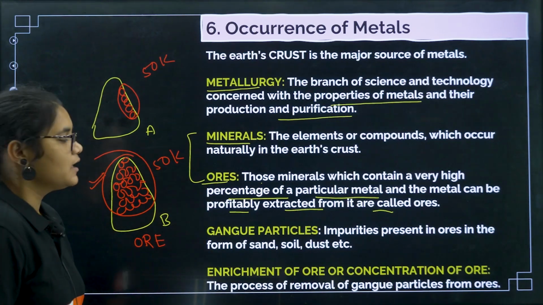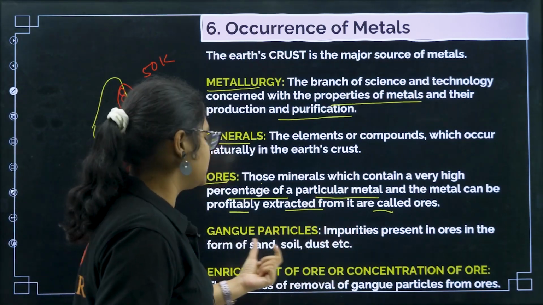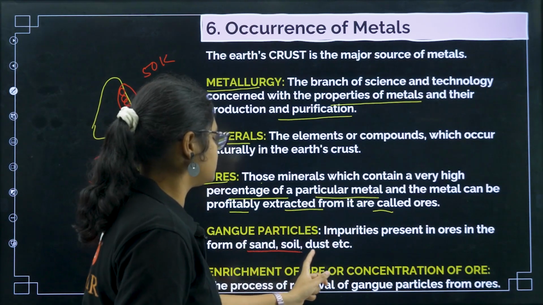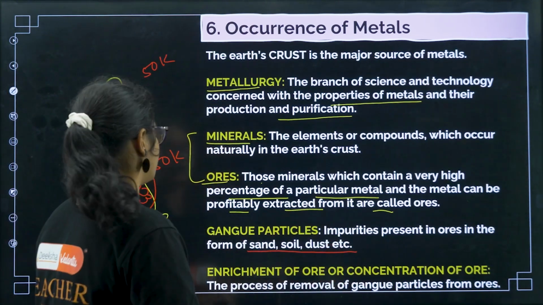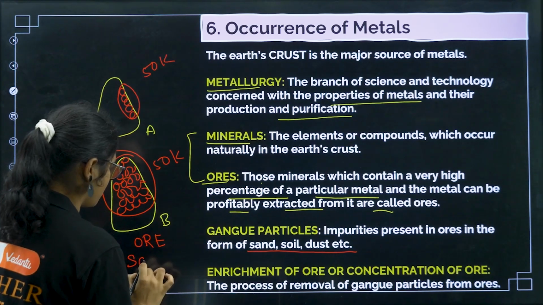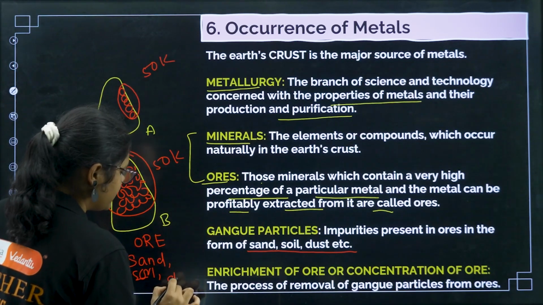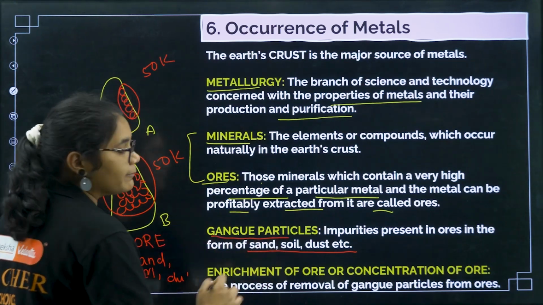Okay, clear? Next, coming to gangue particles. The impurities present in the ores in the form of sand, soil and dust etc. are called gangue particles.